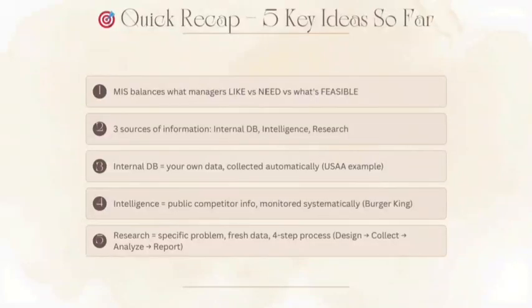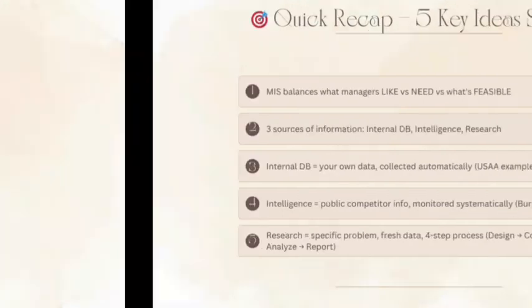Quick recap of all 5 key ideas so far. First, MIS balances what users need with what is feasible. Second, the 3 sources: internal databases, intelligence, research. Third, internal databases, your own data, USAA example. Fourth, intelligence, public competitor info, Burger King. Fifth, research, specific problem, 4 steps process.